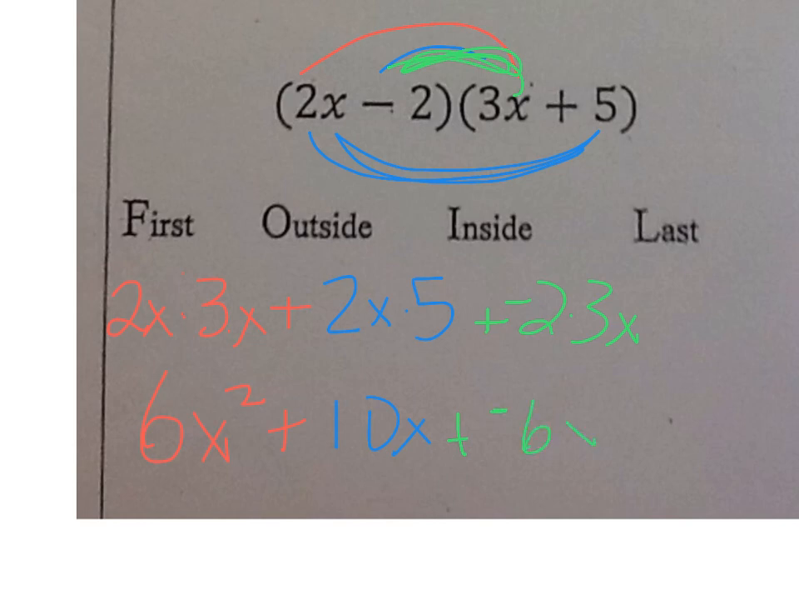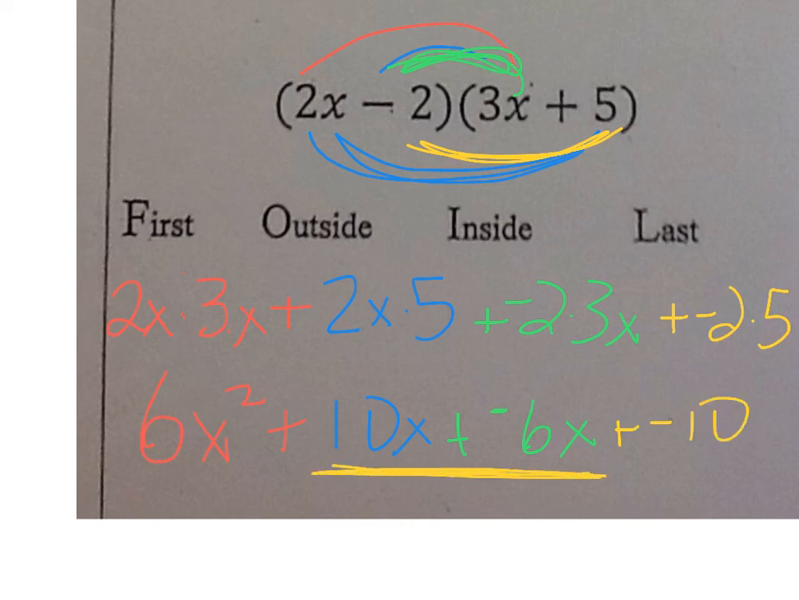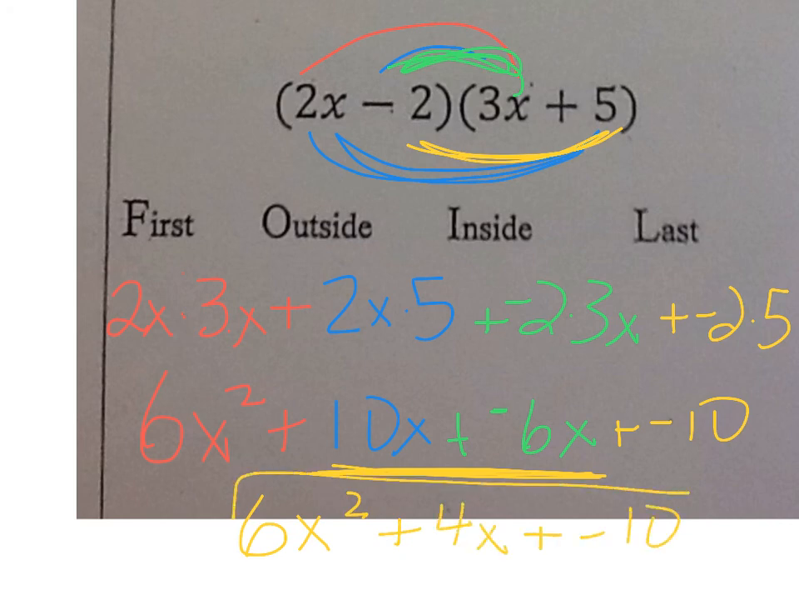Minus 6x, and then our lasts are the negative 2 times 5. And that's just going to be a negative 10. Here's our like terms. We're going to go ahead and write it in descending order. Biggest exponent first, next biggest exponent, and then the constant. Same exact answer as we got the other way.